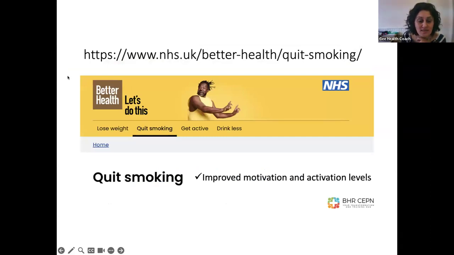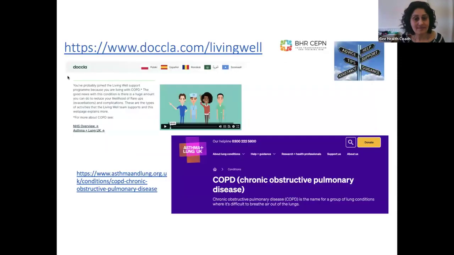Stop smoking is a big one. So we will always do what we can as health coaches to support patients in improving motivation and activation levels, and guiding them to quit smoking. Next slide, please. And some further resources in Living Well with COPD.